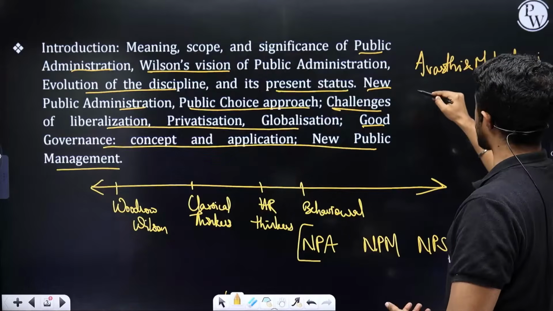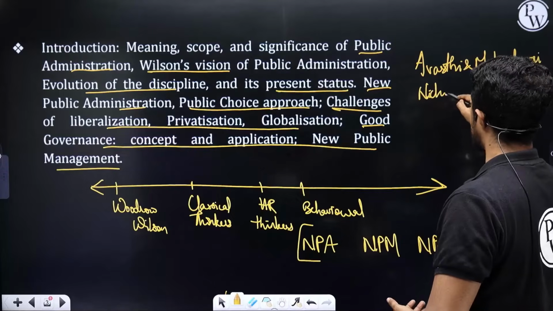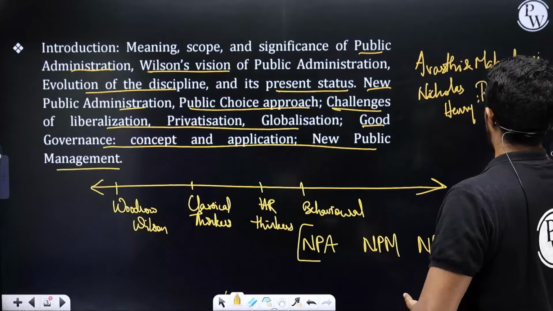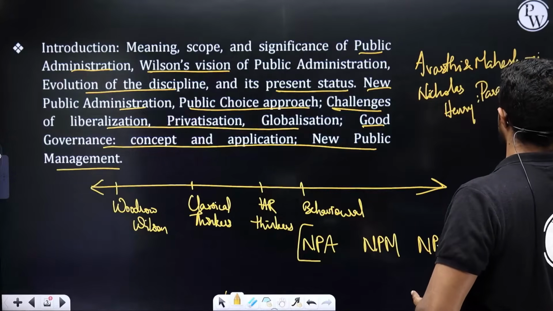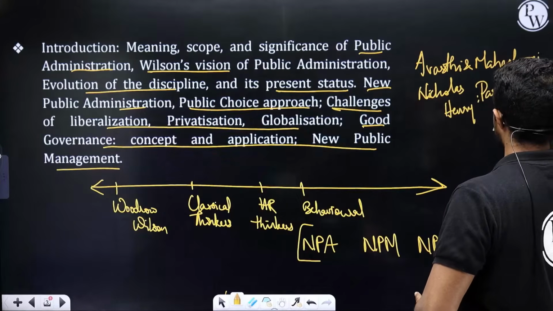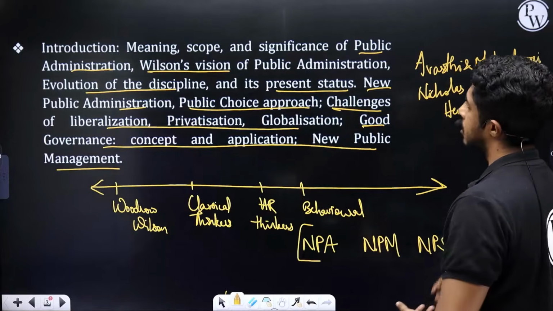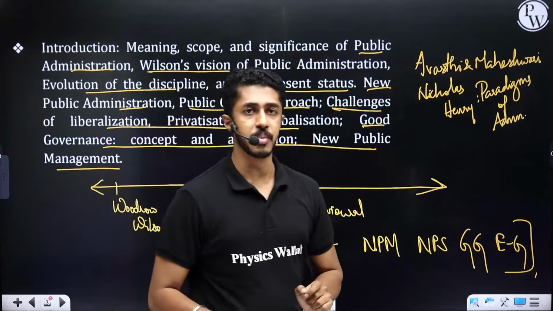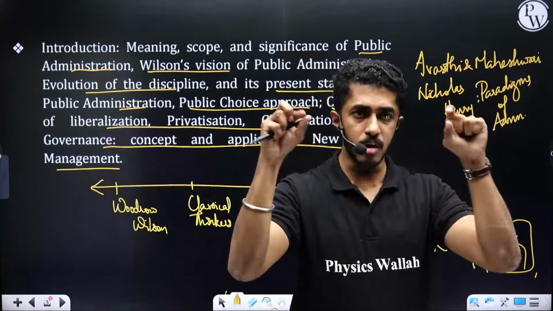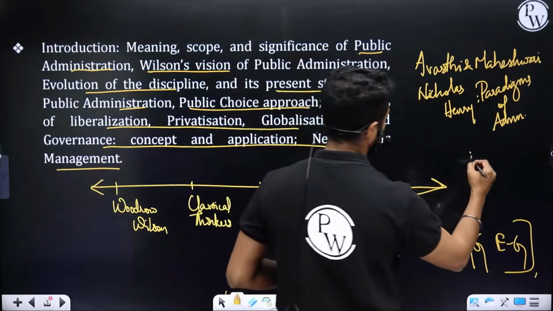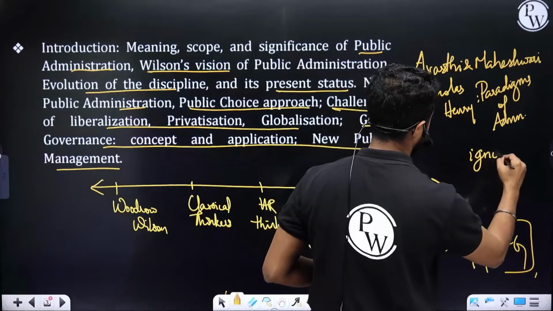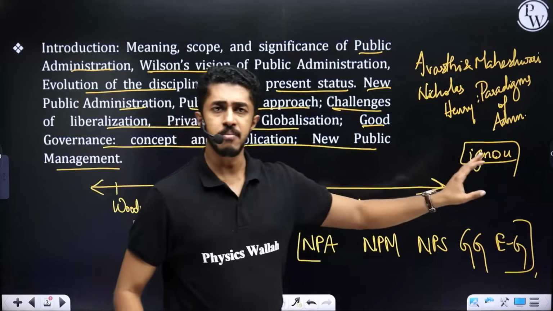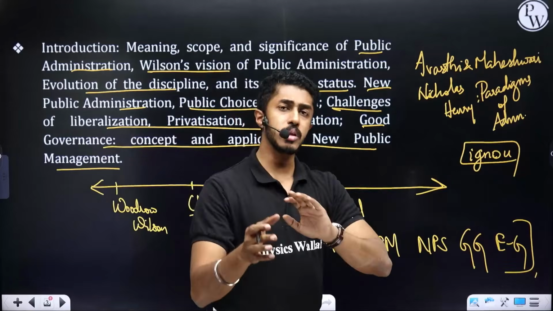You may also go with Nicholas Henry's book just to read about the paradigms of administration. That is more than sufficient. In case you are still finding it difficult to get any particular topic, Google that topic's name along with IGNOU. When you do that, you will get the topic.